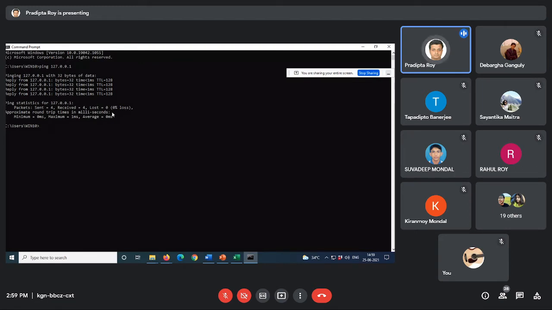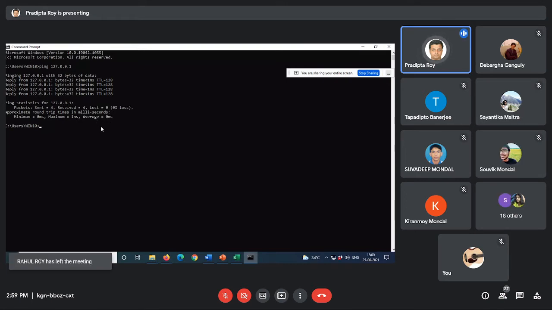Okay, so minimum, maximum and average round trip times, or round trip delay, which I told you before. Round trip delay means the moment the packet is transmitted, the time count will start, and when the packet or the acknowledgement is received, the time count ends, and the system will calculate the time difference between the packet or acknowledgement received and the packet sent. So here the minimum round trip time is 0 millisecond, maximum round trip time is 1 millisecond, the average round trip time is 0 millisecond.